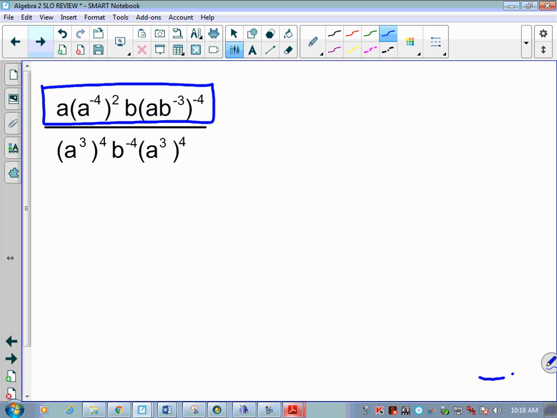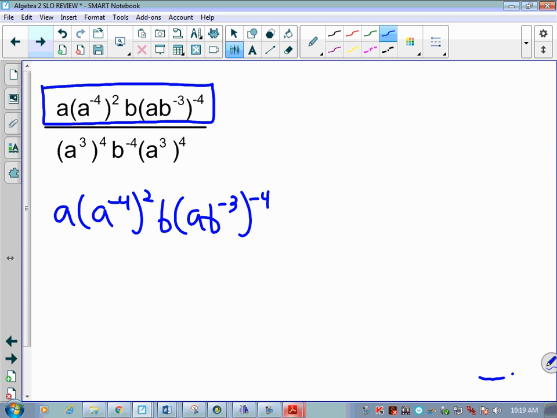No, not really. So I'm going to rewrite this as a to the negative 4th squared, b to the negative 3rd to the negative 4th. We're just going to focus on that. We said that when we have variables times variables, we add their exponents. So what do I do whenever I have a variable with an exponent to an exponent? What do I do with those exponents? Multiply them. Let's go ahead and do that from left to right.